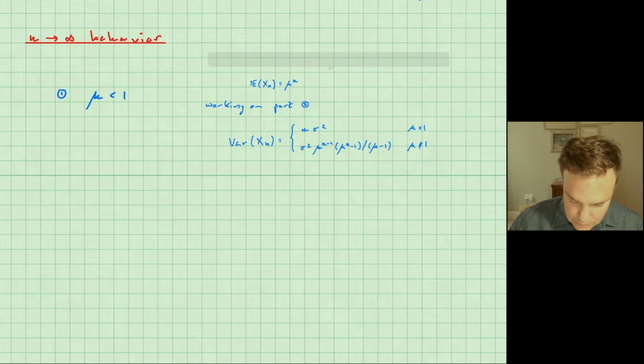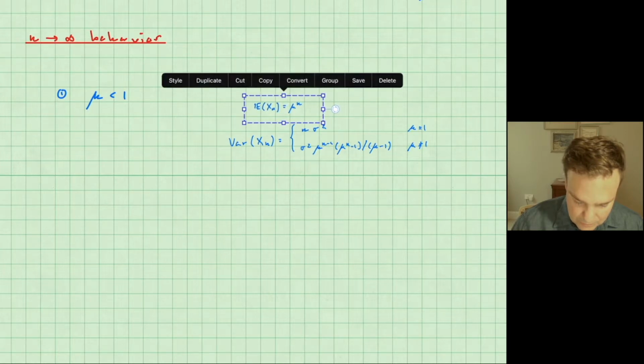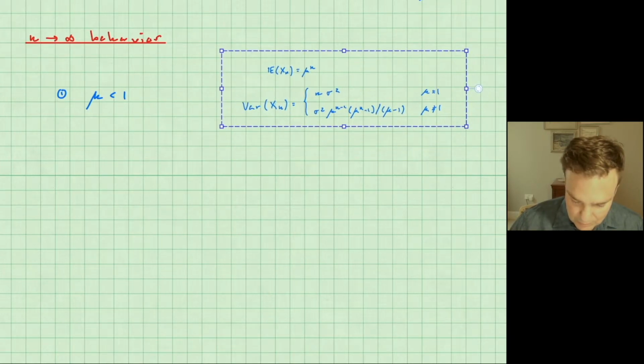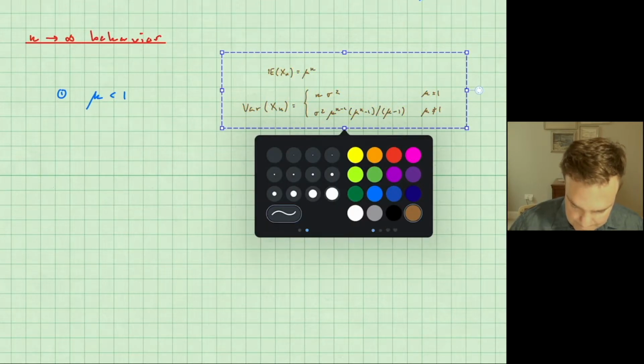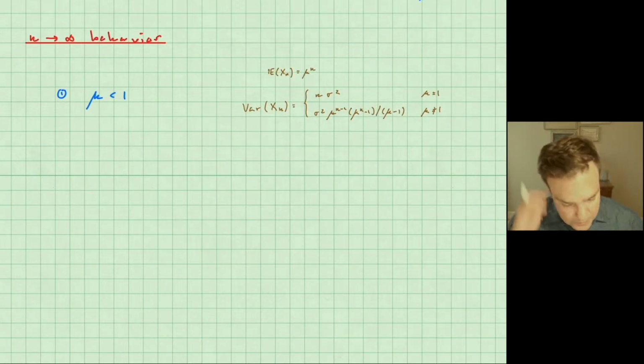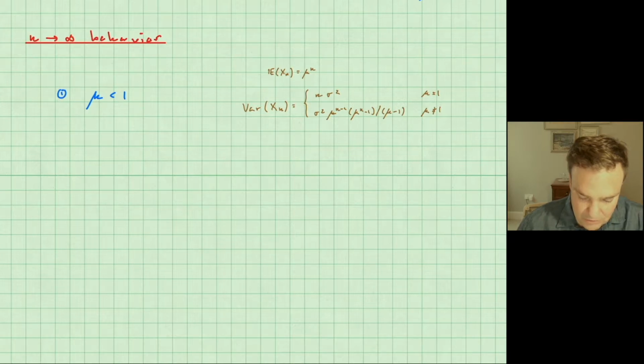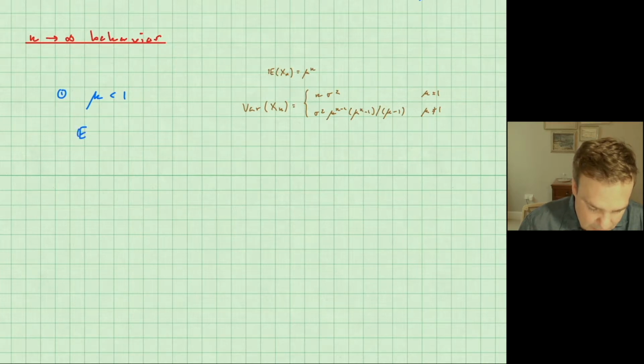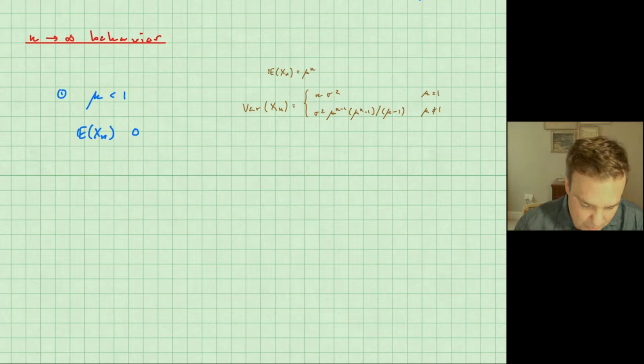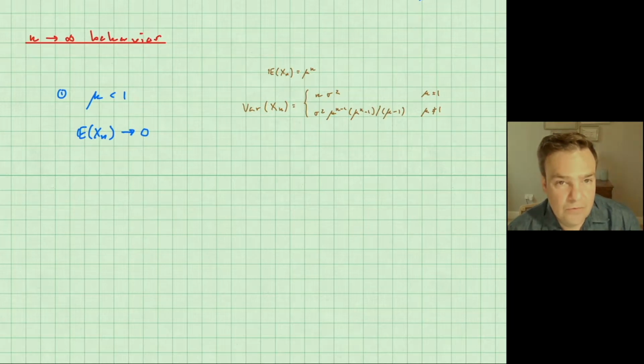So over long periods of time, when mu is less than 1, so if n goes to infinity, this is what you should have in your mind over here. Then the expected size of the population at time step n is 0. So for this case, the expected value of X_n is 0 at long time. So maybe you shouldn't put equal, just put an arrow. It goes to 0 as n goes to infinity.